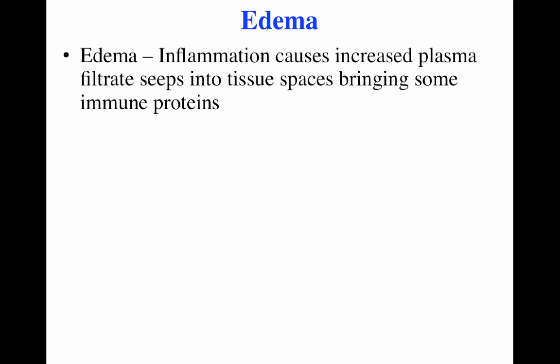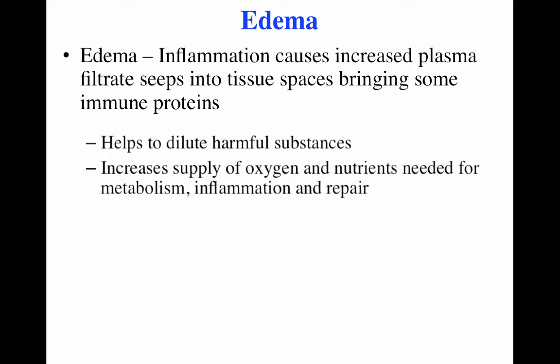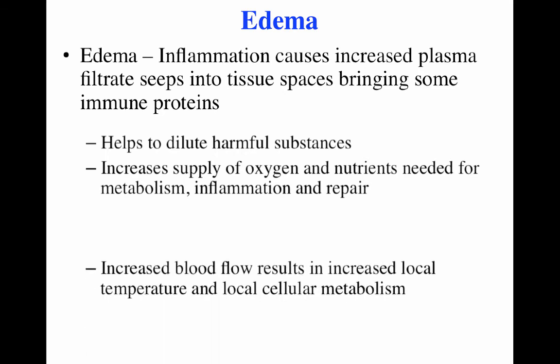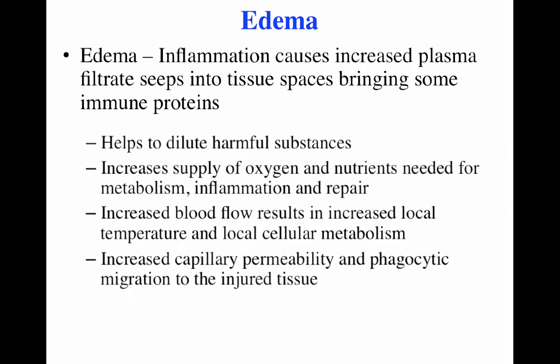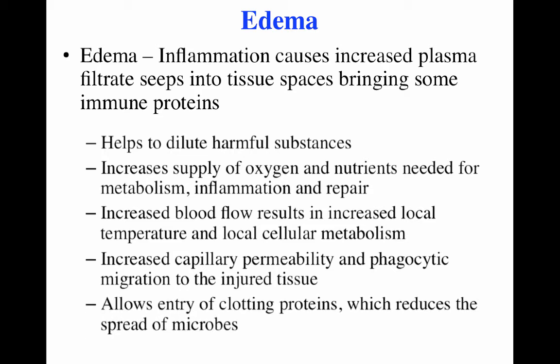Inflammation causes increased plasma filtrate to seep into tissue and bring some immune proteins with it, leading to edema. This process helps to dilute harmful substances, increases the supply of oxygen and nutrients needed for metabolism, inflammation, and repair, increases blood flow that leads to increased local temperature and cellular metabolism, increased capillary permeability and phagocytic migration to the injured tissue, and it allows the entry of clotting proteins, which reduces the spread of microbes.